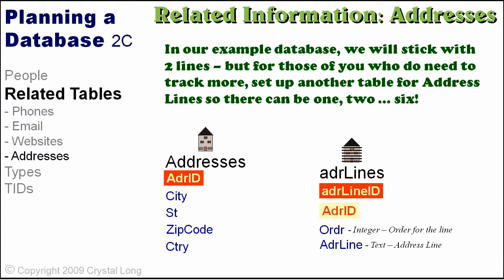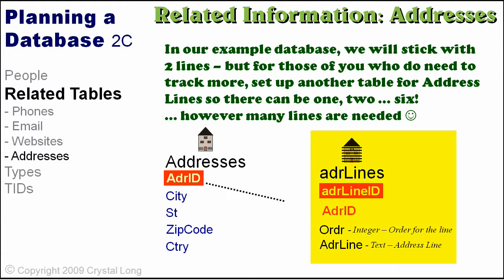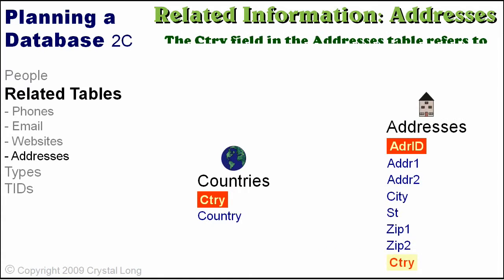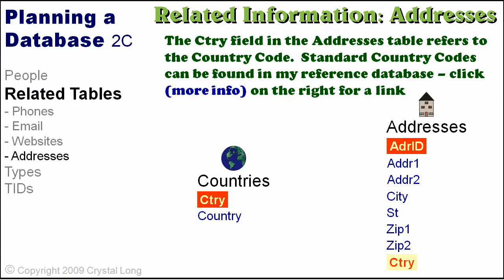For those of you who do need to track more, set up another table for address lines so there can be 1, 2, 3, 6, however many you want. The country field in the addresses table refers to the country code. Standard country codes can be found in my reference database. Click More Info on the right for a link.